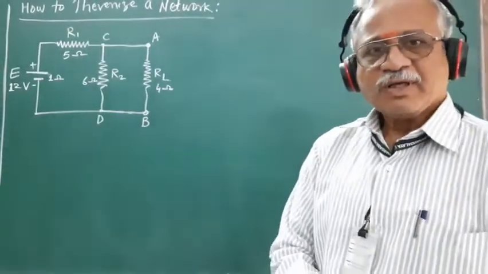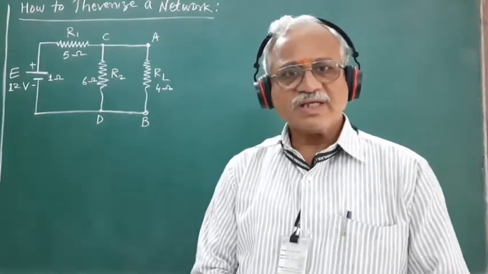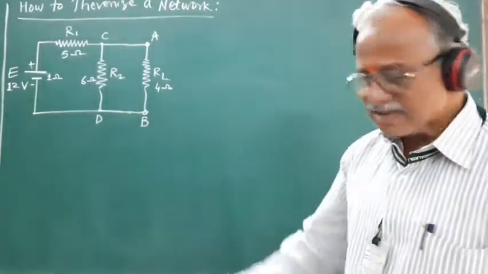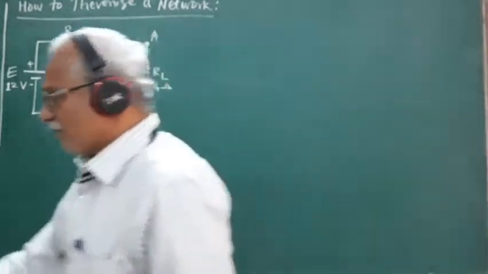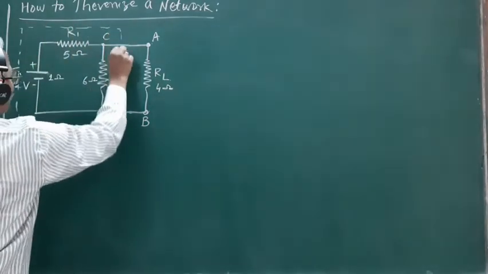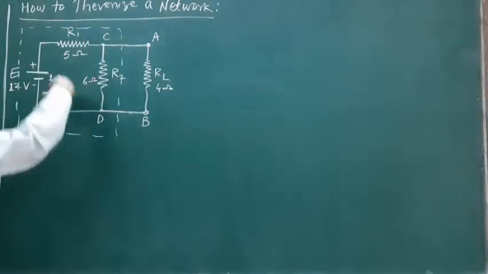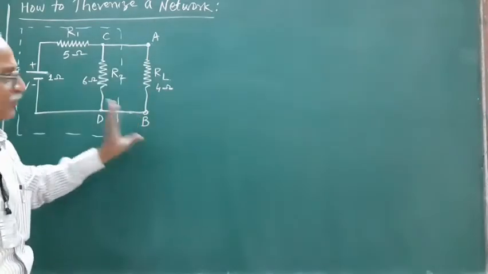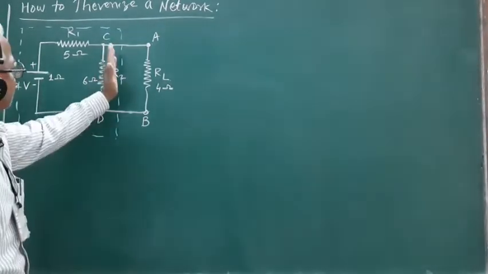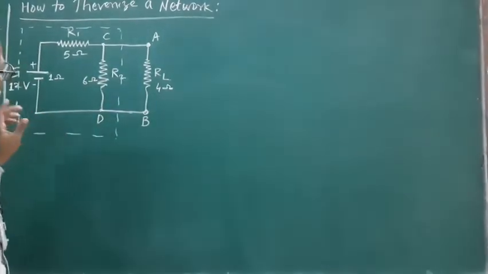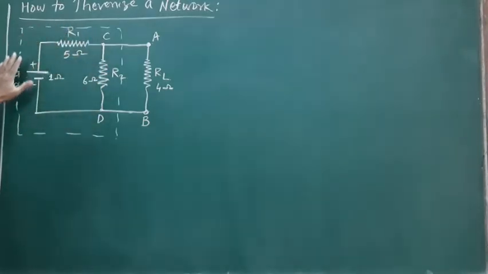So, let us now study the procedure to Thevenize the given network. To understand how to Thevenize a given circuit, let us consider we have this circuit which we want to Thevenize. Suppose this box contains the given complicated network, and a load resistance RL is connected across the terminals A and B. So we want to obtain the Thevenin equivalent circuit for this network inside this box.